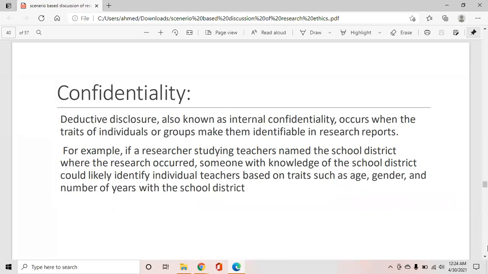Deductive closure, also known as internal confidentiality, occurs when the traits of individuals or groups make them identifiable in research reports. For example, if a researcher studying teachers named the school district where the research occurred, someone with knowledge of the school district could likely identify individual teachers based on traits such as age, gender, and the number of years with the school district.